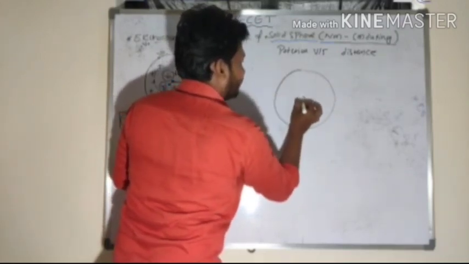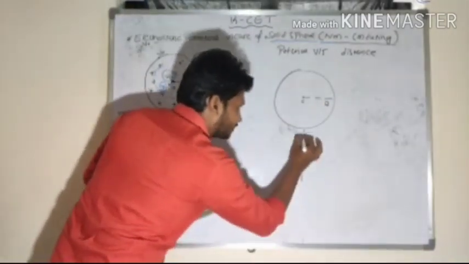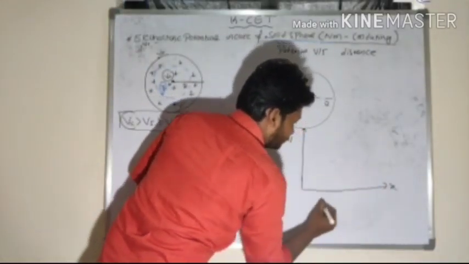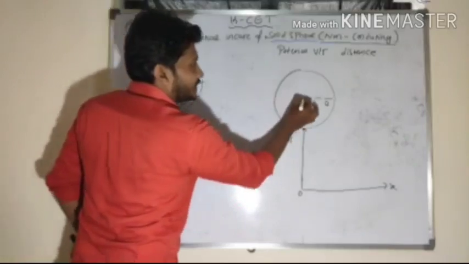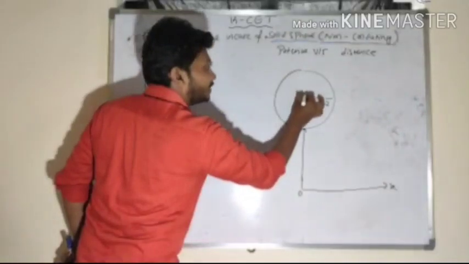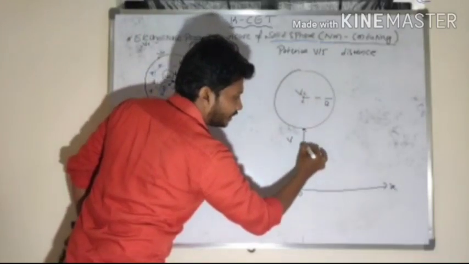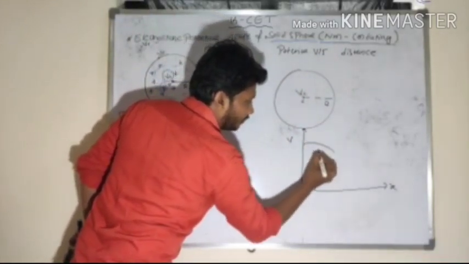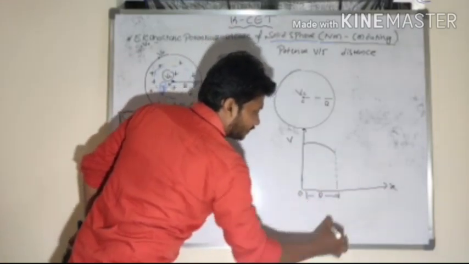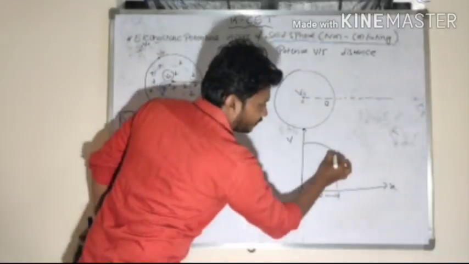So this is a solid sphere, this is the center, and this is the radius. Along the y-axis I will take the potential value, and along the x-axis I will take the distance value. As I move from the center of the sphere to the surface, the potential value, which is maximum at the center, goes on decreasing. From the surface to the outside, the potential value drops again.